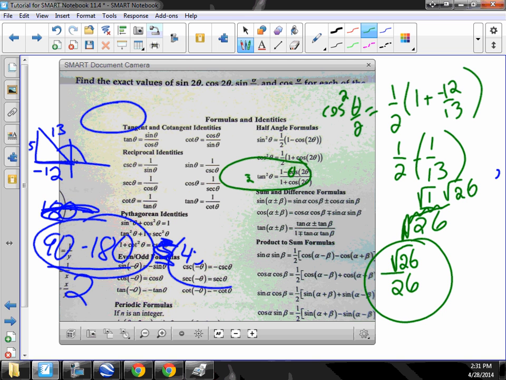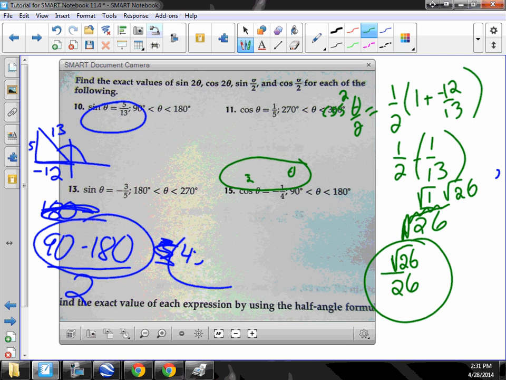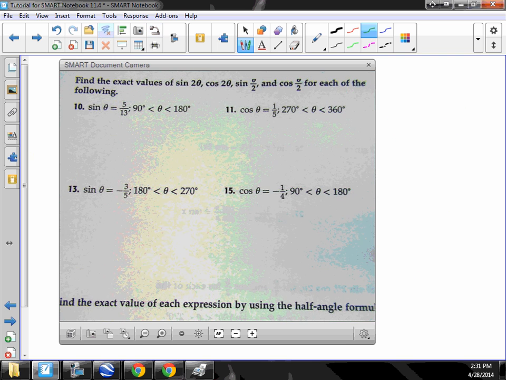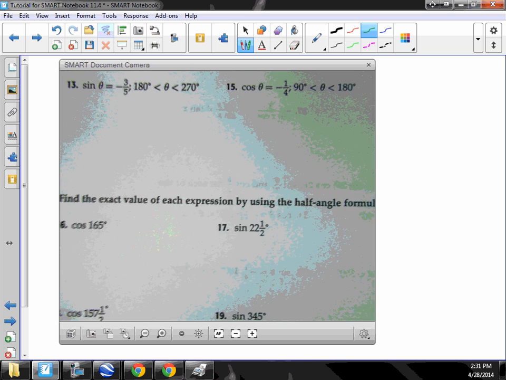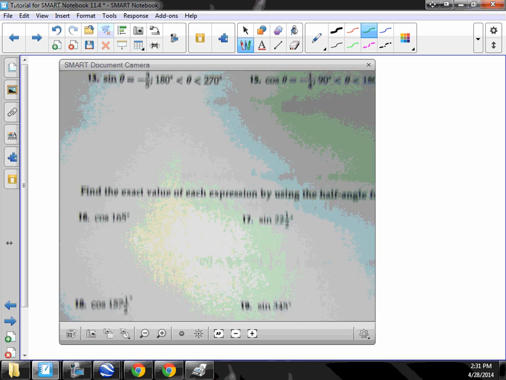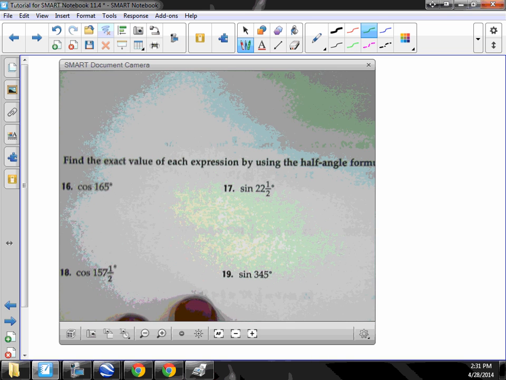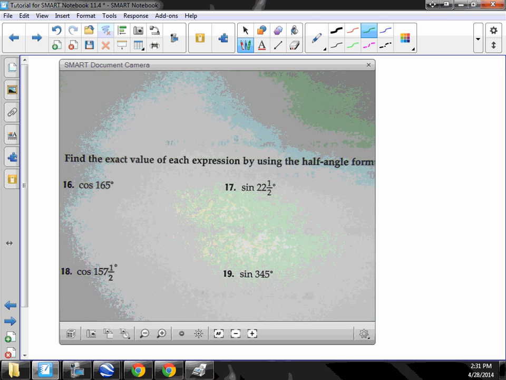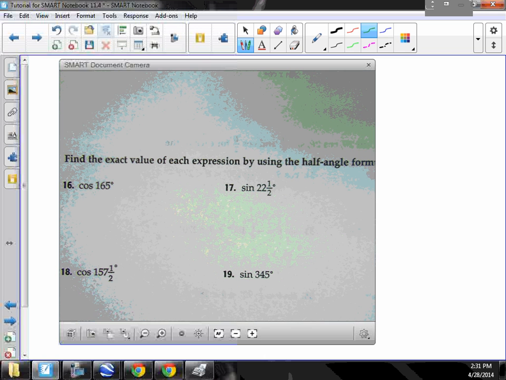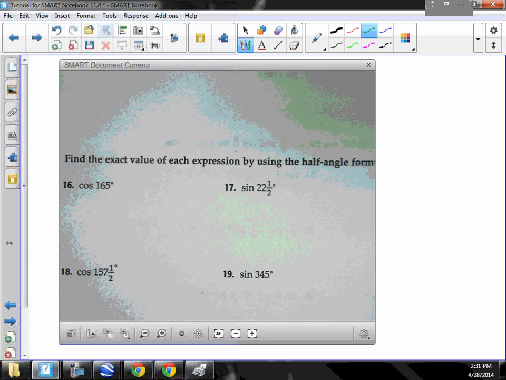So hopefully those aren't too bad at this point. I mean, it's a lot of steps, but none of the steps are difficult. You just have to kind of follow through and do lots of them. All right, look at number 16. Find the exact value of each expression by using the half angle or... Oh, well, these are all half angles, so whatever. Of course, you might have to use the double angles.